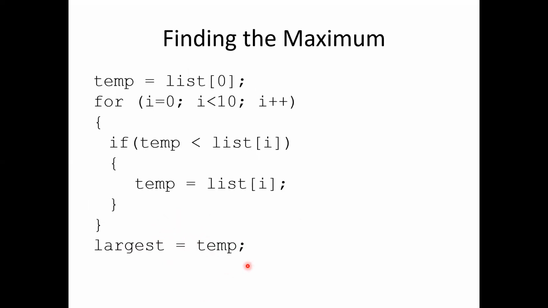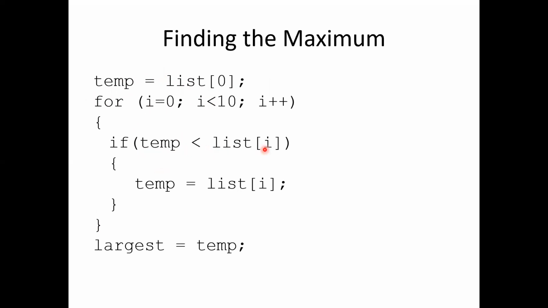Now how about finding the maximum? Let's say we have these variables, and these variables are declared from the start of the program. Let's say temp is equal to least 0. Then there's a loop here, i is equal to 0, and it will test if this is true.